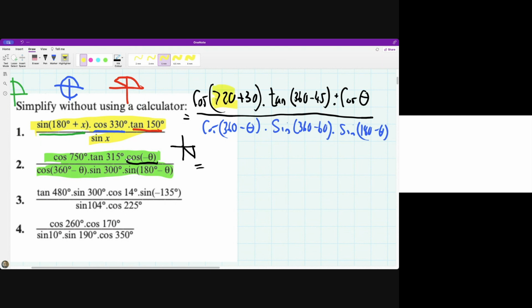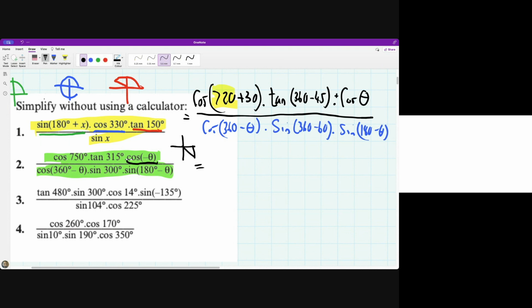Why do you think I chose 720, everyone? Who feels like they understand why I chose 720? Maybe I should have chosen 700. Why did I choose 720? Can anyone help me? Who feels like they know why I chose 720? Well, we want an acute angle, yes.